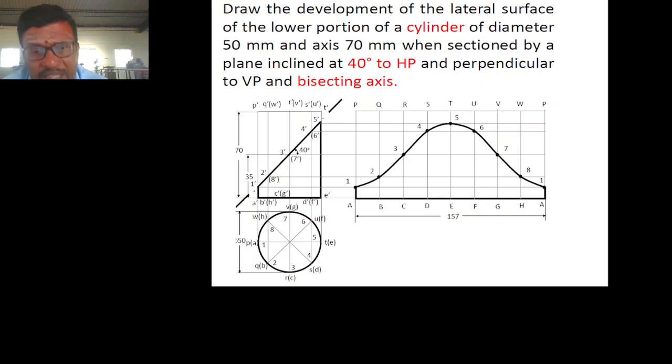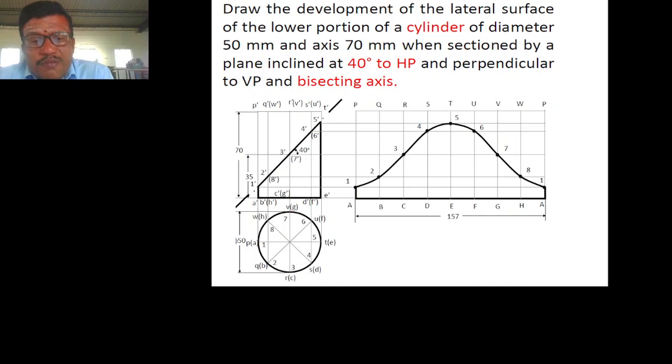Now we have to draw the development of surfaces for the cylinder. As I told earlier, the length will be pi d. So pi into the diameter 50, so 157. Then the height will be the same as the height of the cylinder. So draw a rectangle. Then divide this into 8 equal parts.